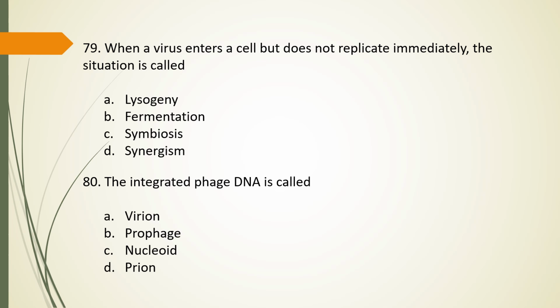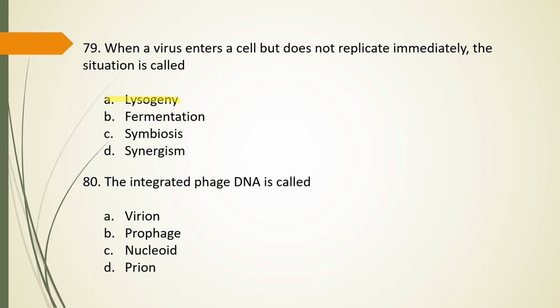Question number 79. When a virus enters a cell but does not replicate immediately, this situation is called option A, lysogeny, B, fermentation, C, symbiosis, D, synergism. The correct answer is option A, lysogeny. Lysogeny is a viral reproduction cycle where the bacteriophage's nucleic acid is integrated into the genome of a host bacterium.